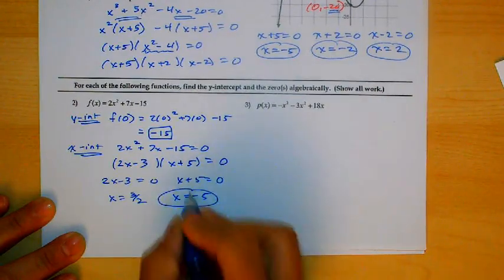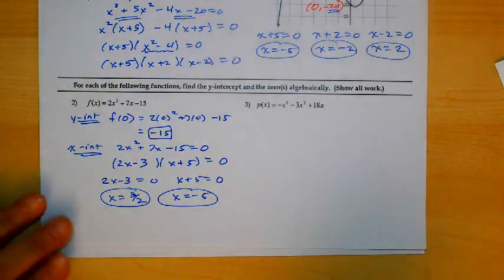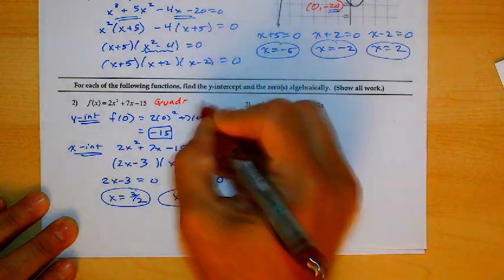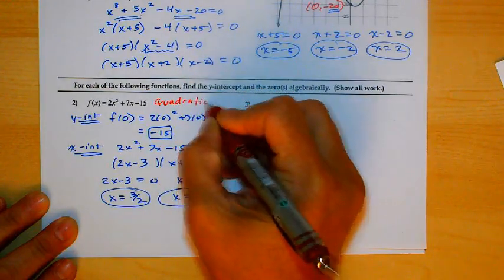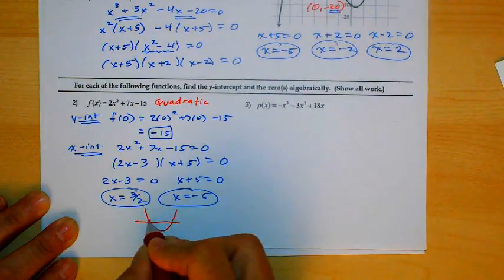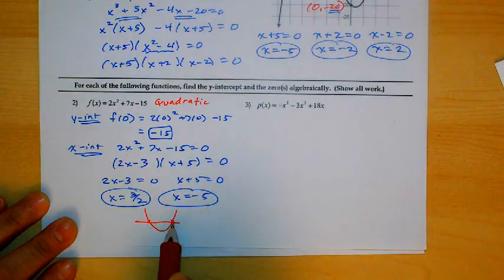And we do get 2 of them, and that should make a certain amount of sense. We do have a quadratic function here, and we know that will form the graph of a parabola, and it's very believable we have a parabola that would cross the x-axis at 2 locations, negative 5 and positive 3/2.